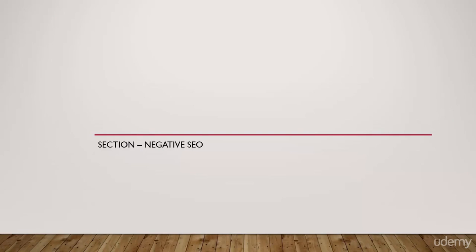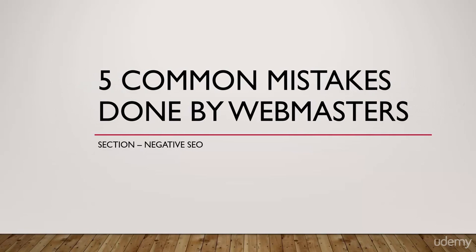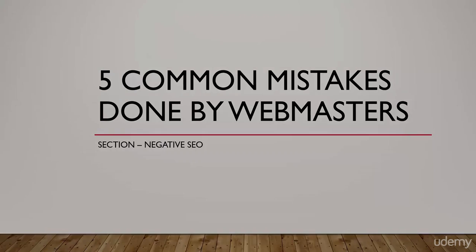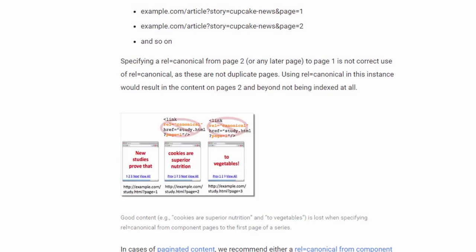In this lecture, we are going to learn 5 common mistakes that are made by webmasters as mentioned in the Google Webmaster Central blog. The first mistake is assigning a canonical tag to the subpages of each post.